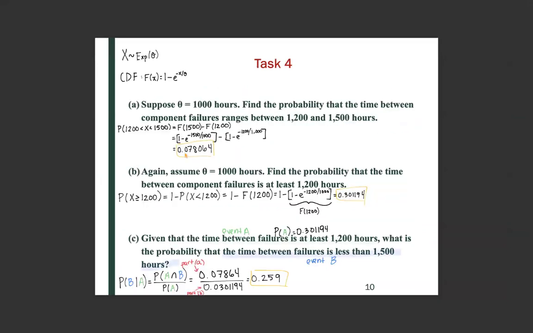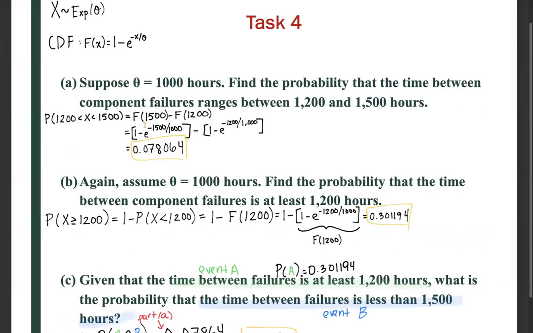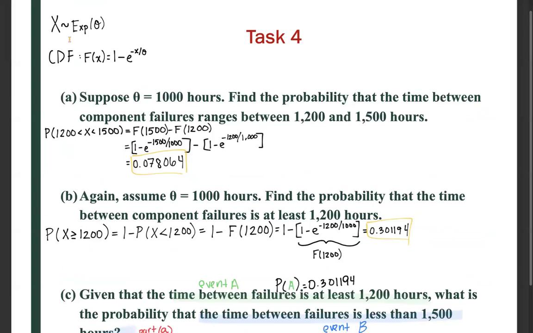So I'm just going to go to the next slide because I copied them over. Just to refresh our memory, the key takeaways: x follows an exponential distribution and theta is our parameter. And our CDF of an exponential distribution is F(x) = 1 - e^(-x/θ).